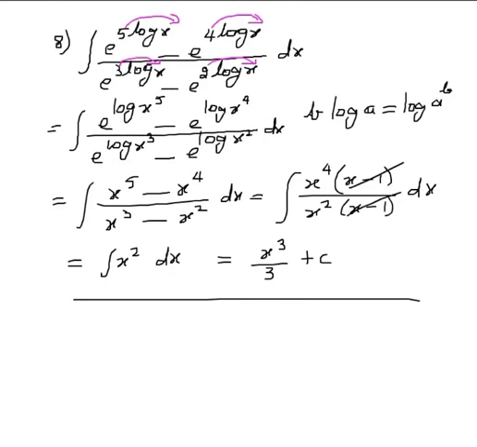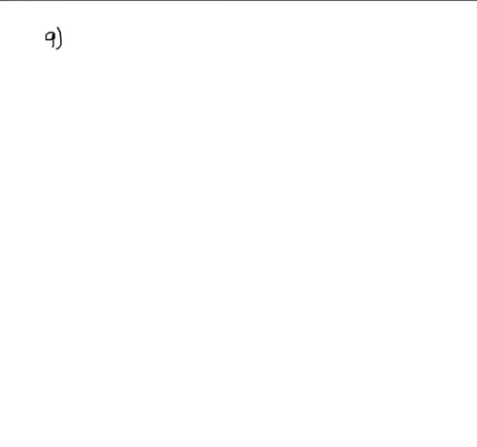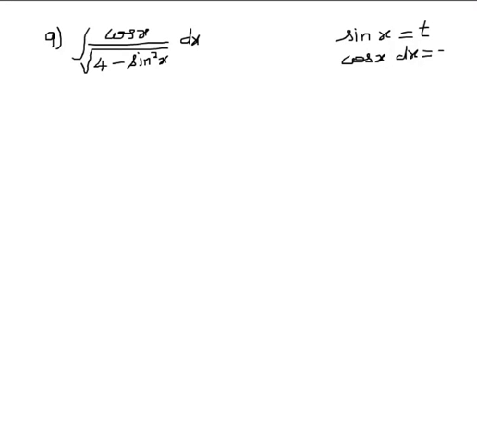Question 9. Integral of cos x divided by root of 4 minus sine square x, dx. This is also an easy question. We have a sine term in the denominator and cos x dx in the numerator. So we can substitute sine x as t. The differential of sine x is cos x into dx, and it is equal to dt.